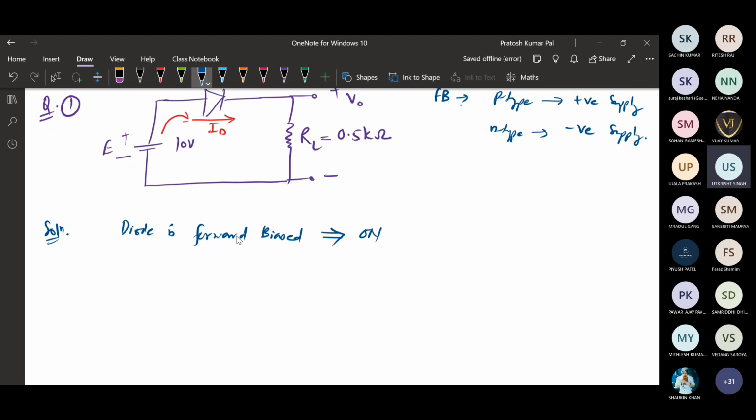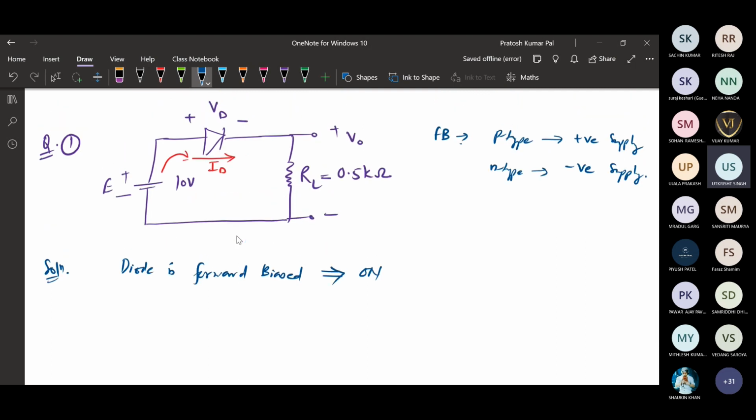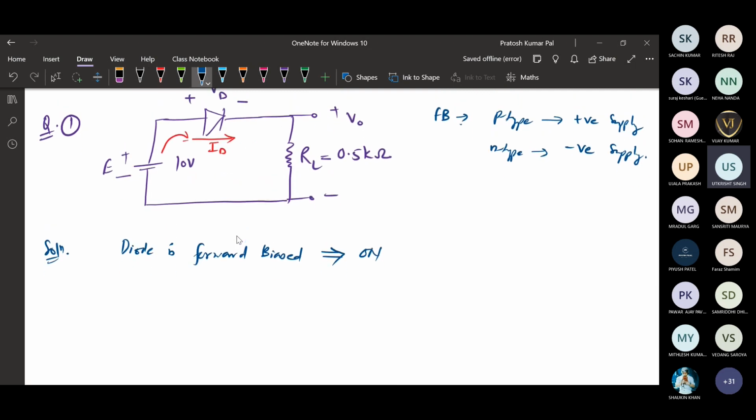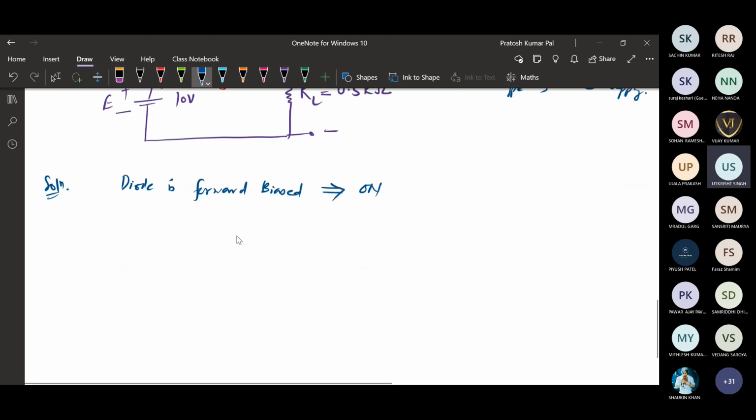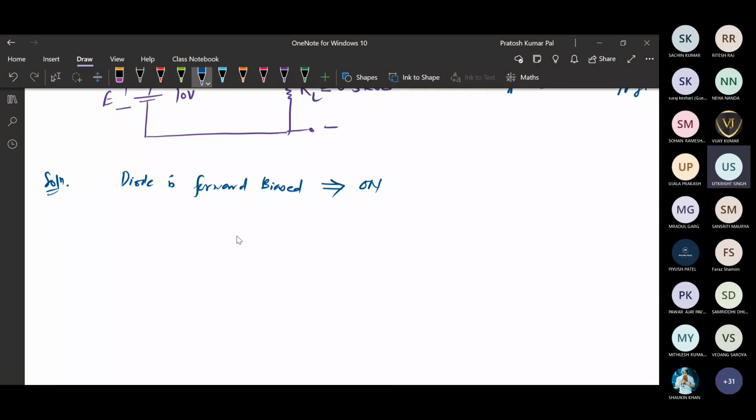Okay, so once the diode is working in on mode, we can replace the diode with its equivalent circuit. Okay, so the analysis of this circuit can be done based on different methods. One of the methods is by using the DC load line, or we can just write the load line circuit.